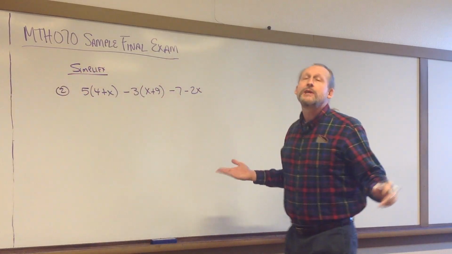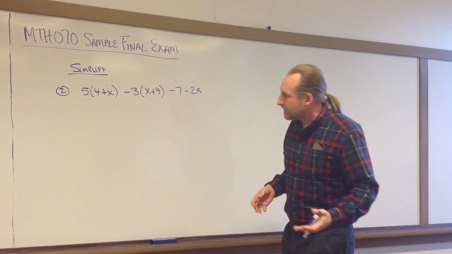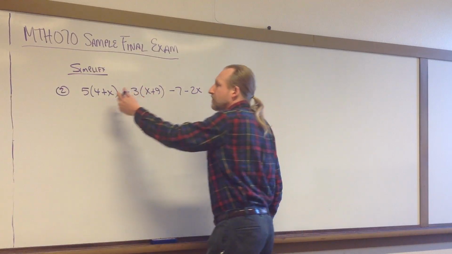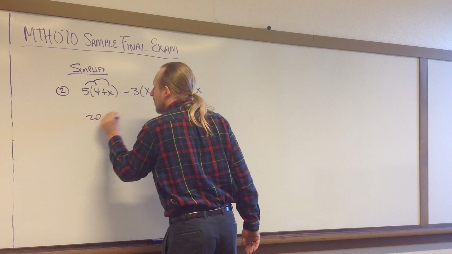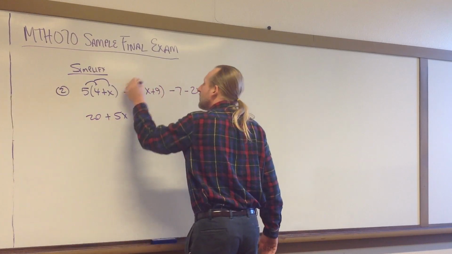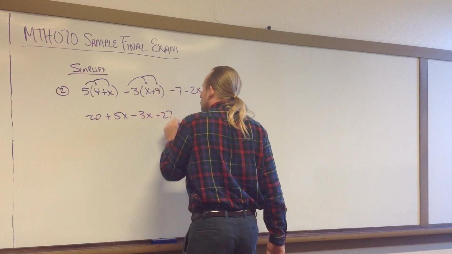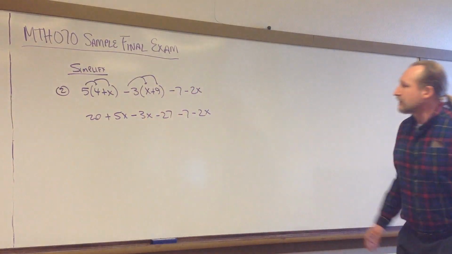Also, notice there are no equal signs. So this is not an equation. We're not solving it. All we're going to do is collect like terms and distribute. So we have to distribute the 5, that'll be 20 plus 5x, then distribute the minus 3, minus 3x minus 27, and then those other pieces just stay the way that they are.